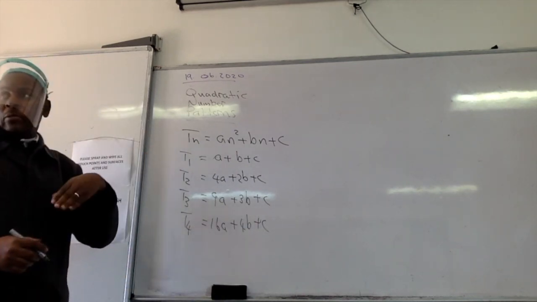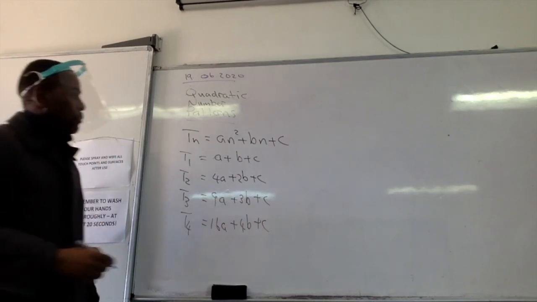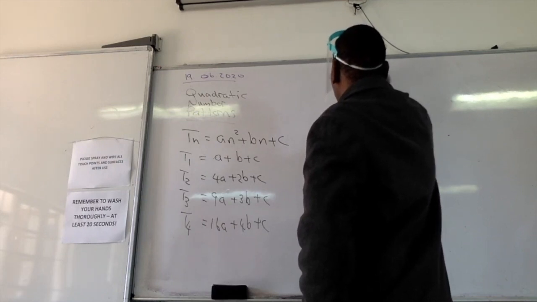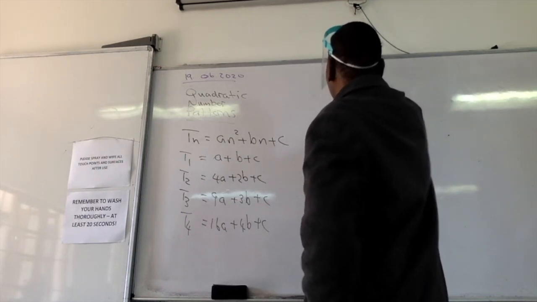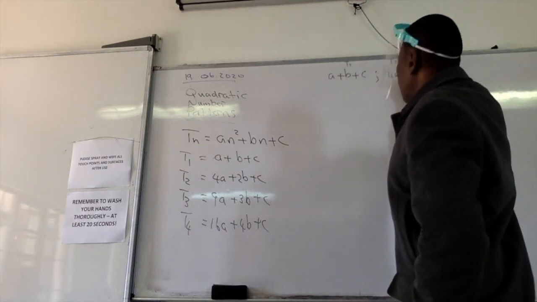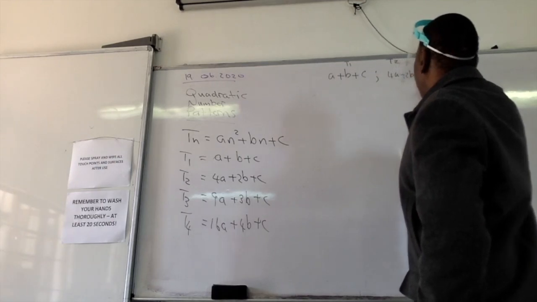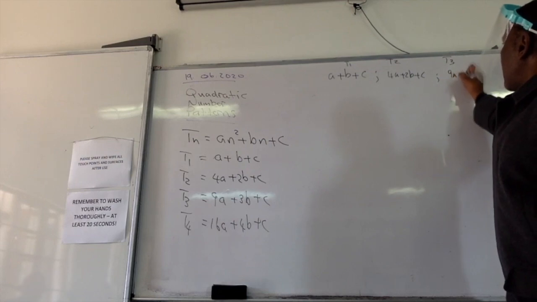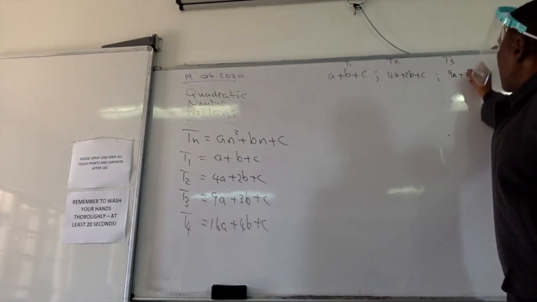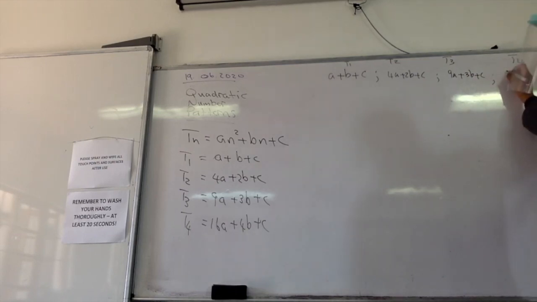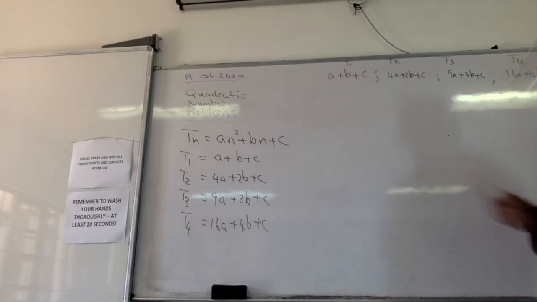So these are the first 4 terms of a quadratic number pattern. Let me write them like this. So we've got a plus b plus c. That is T1. Then T2 is 4a plus 2b plus c. And then the third term is 9a plus 3b plus c. And the fourth term is 16a plus 4b plus c.